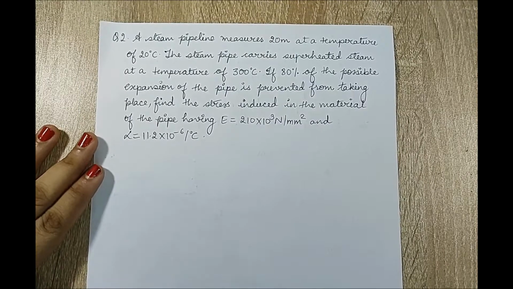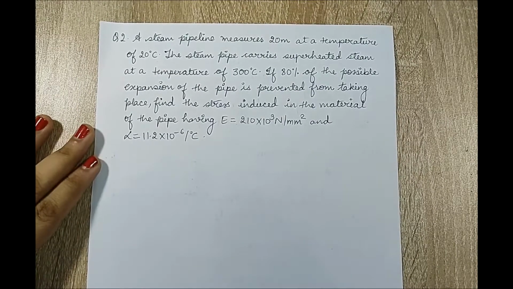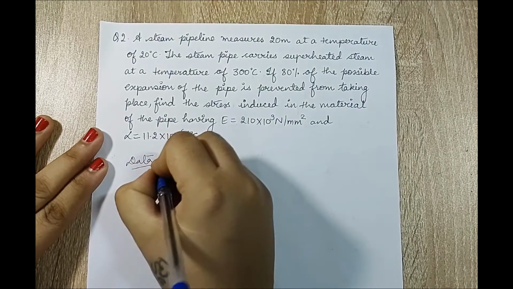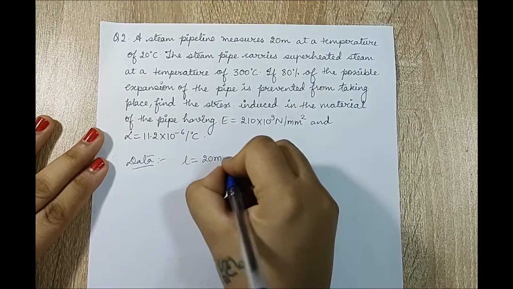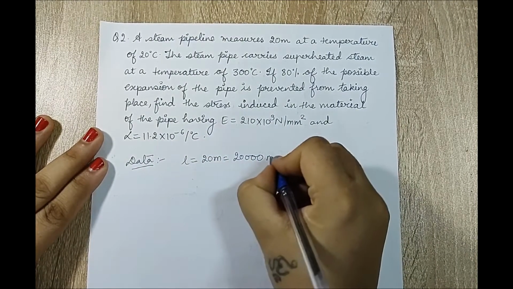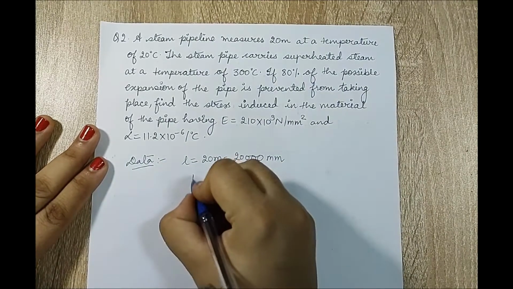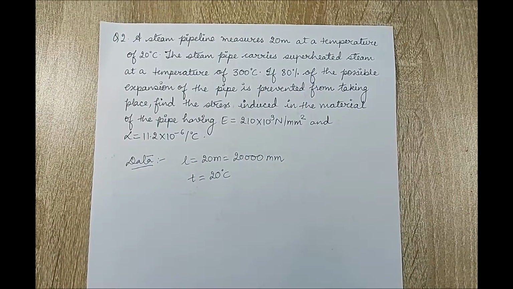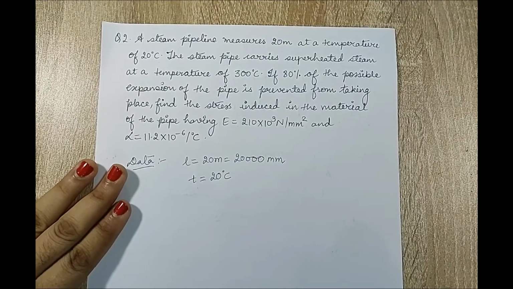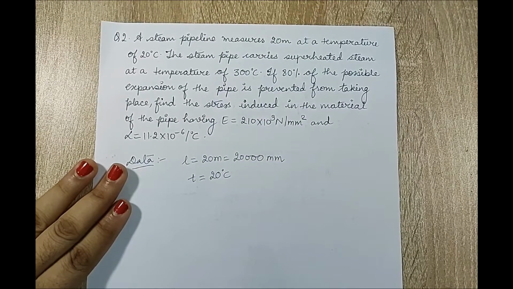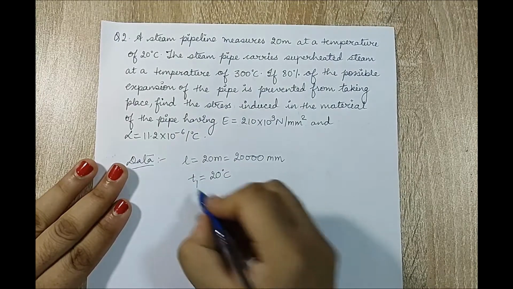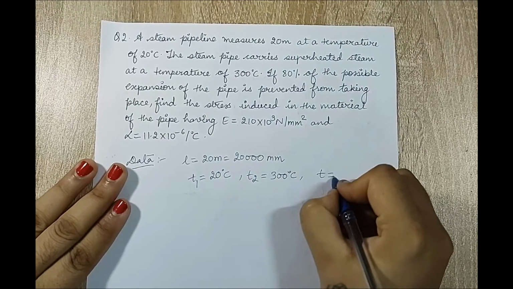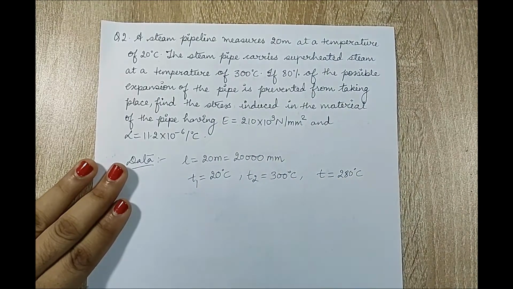Now let's go to another question. A steam pipeline measures 20 meter at a temperature of 20 degrees Celsius. So the length L is given as 20 meter, which is 20,000 mm. The temperature is given as 20 degrees Celsius. I don't know if there is another temperature given, so I just write it as T and I leave it to it. The steam pipe carries superheated steam at a temperature of 300 degrees Celsius. Now you can observe this is the second temperature given, so obviously it was T1. So now I know that T2 is 300 degrees Celsius. So my T is going to be 280 degrees Celsius, difference between the two.